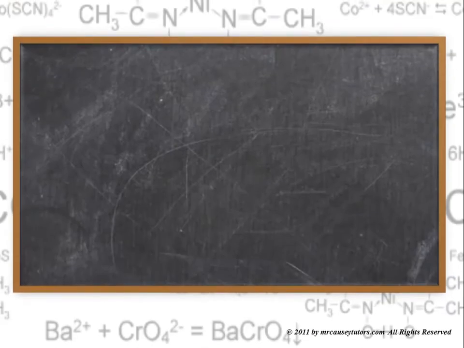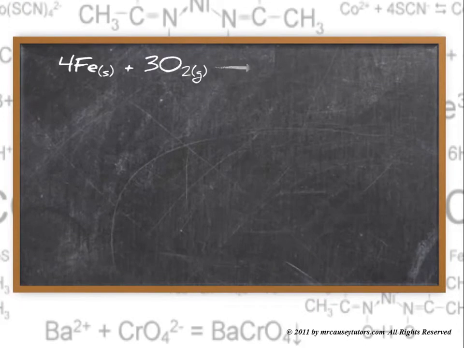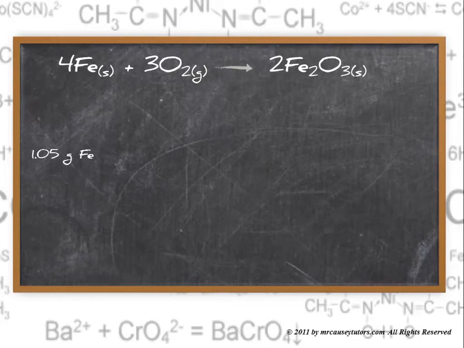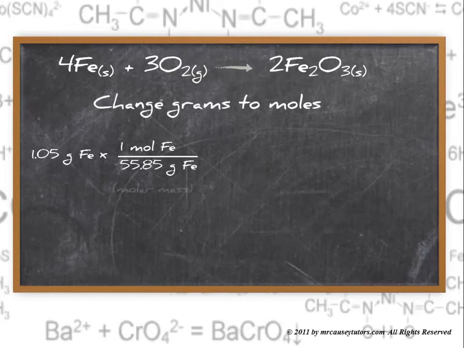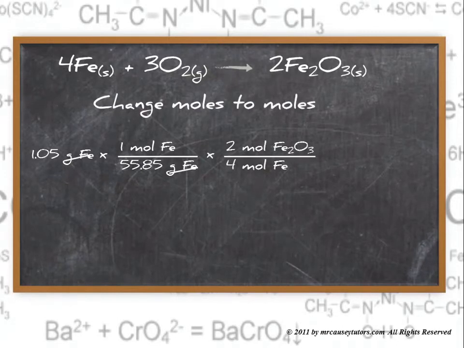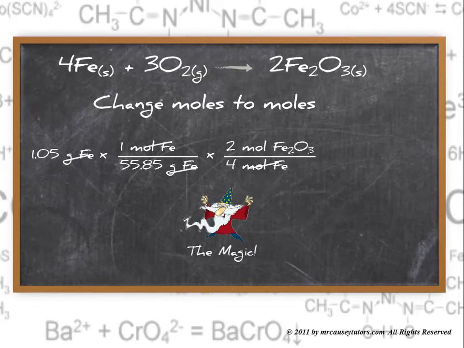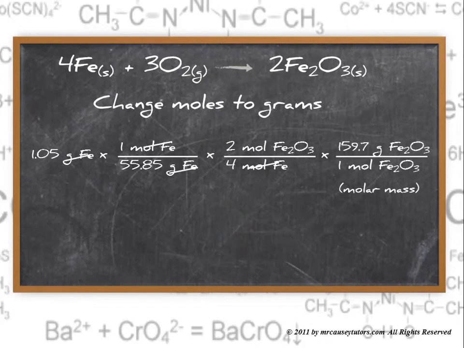Let's go to the magic blackboard. Write down our equation and begin. 1.05 grams iron, that's what I know. I'm going to change grams to moles by using molar mass. And then I'm going to jump in there and change moles to moles using the mole ratio. And there's the magic. And then I'm going to change moles to grams, and I'm going to use the molar mass of iron 3 oxide.